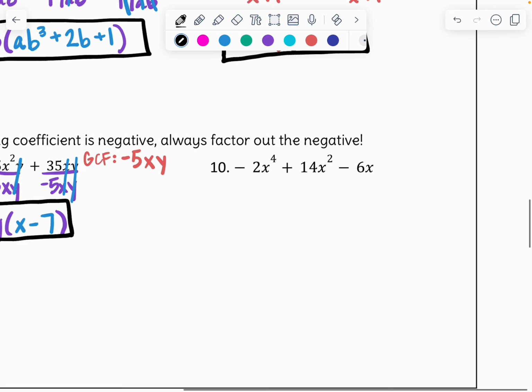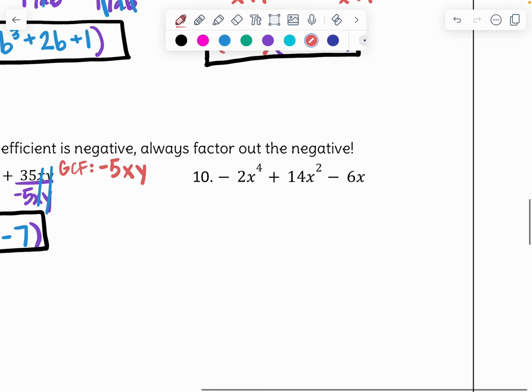Number 10, it's a trinomial, so we need to find the greatest common factor of all three. The leading term is negative, so I'm going to put negative in my GCF. The greatest common factor for 2, 14, and 6 is 2. The lowest exponent for x is 1, so our GCF is negative 2x.